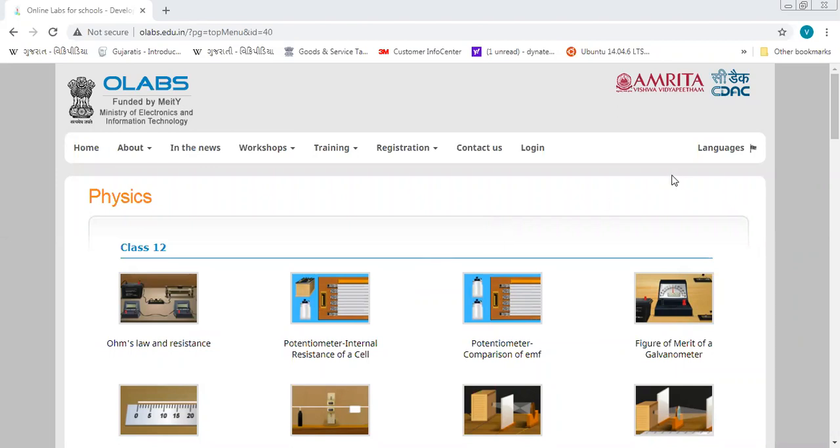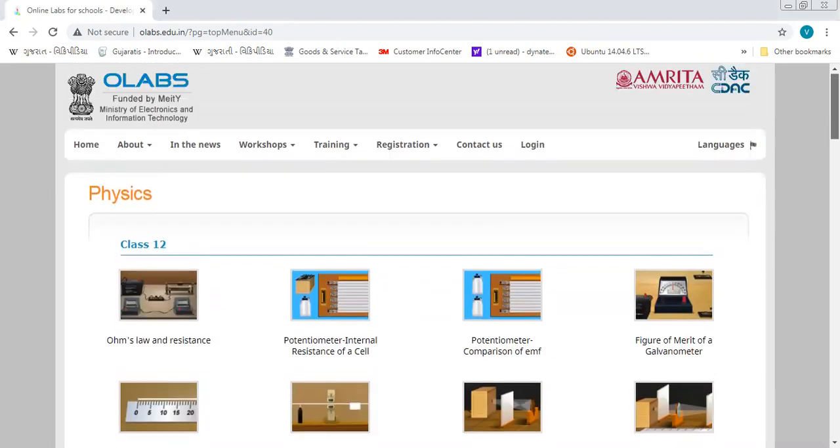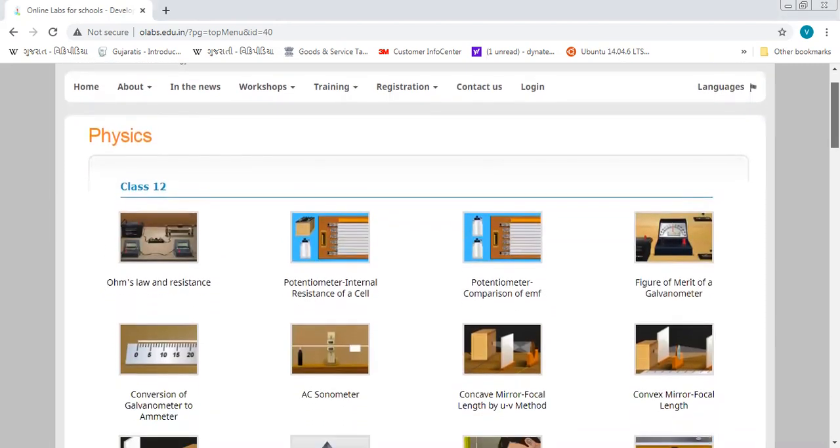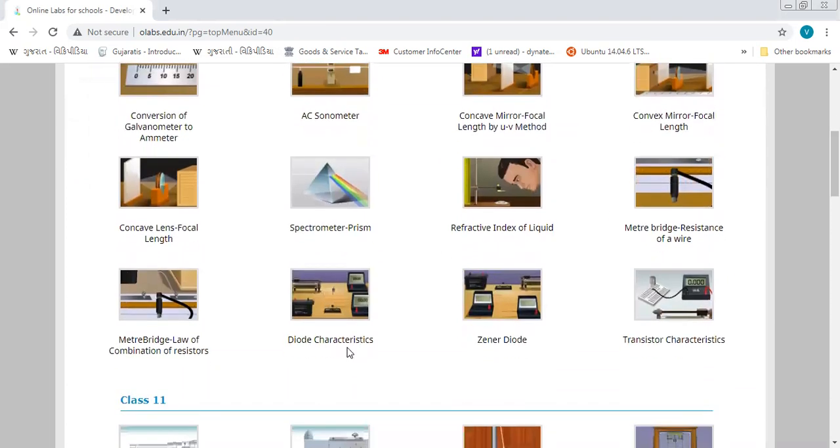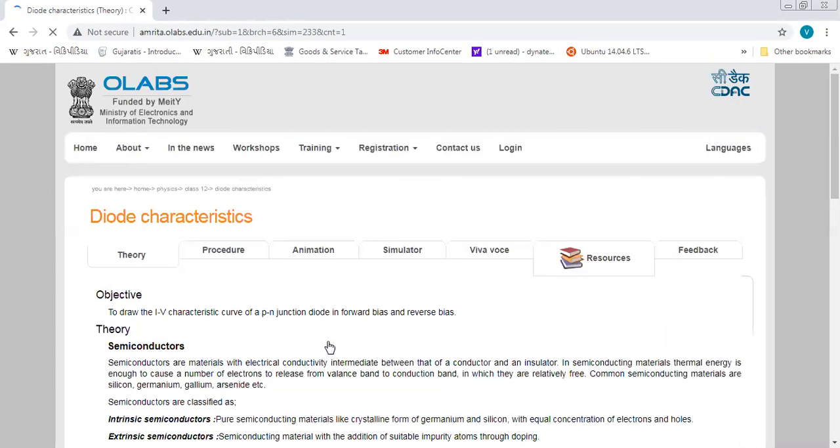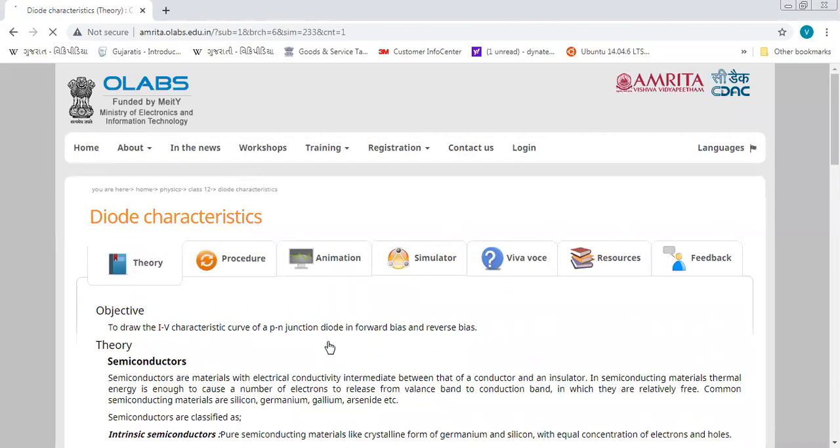So in this video, we are going to perform a virtual experiment on diode characteristics. As you can see on the OLAB website, under the physics section for class 12, an experiment named diode characteristics is there. So click on it. Now as you can see, there are different tabs available such as theory, procedure, animation, simulator, and so on.